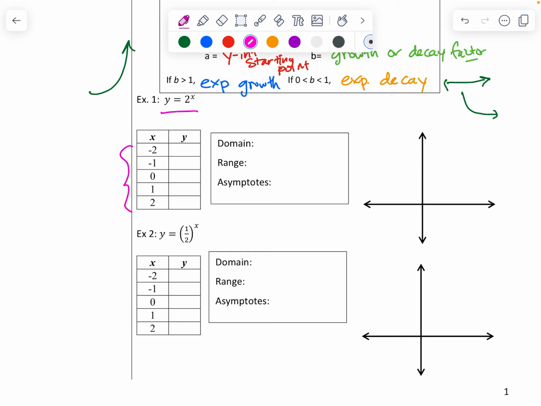I think it's always easiest to start with 0. 2 to the 0 is 1. Anything to the 0 is 1. 2 to the first is 2. 2 to the second is 4. Now, negative 1: 2 to the negative 1 power is 1/2. And 2 to the negative 2 is 1/4.